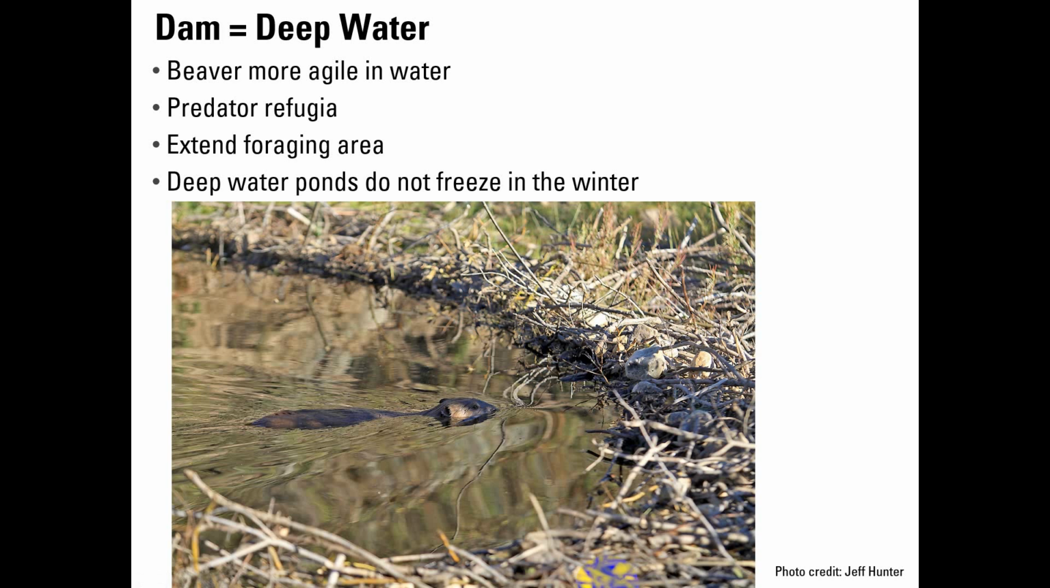Well, when you build a dam, you increase the depth of the water. You're creating deep water. Beaver are much more agile in water than they are on land. They're quite awkward on land, just slightly less awkward than a penguin. And so they can evade predators in water much better than they can on land. And so this deep water acts as a predator refugia. It extends this deep water refugia, allowing them to forage a greater area.